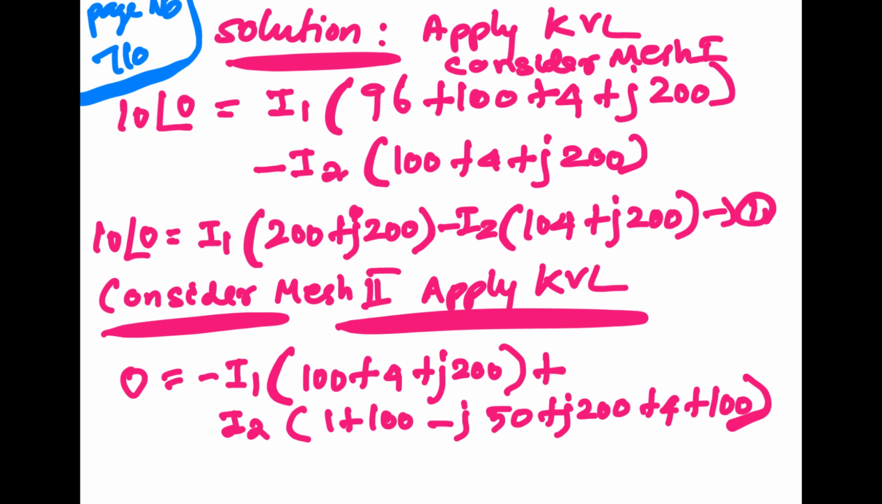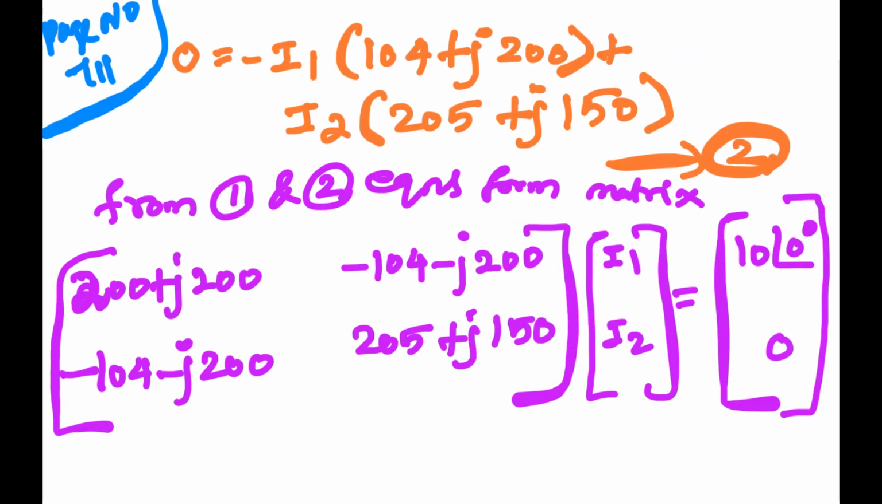Solution: apply KVL. In a closed loop, the algebraic sum of the voltages around a closed circuit is 0, and apply Ohm's law. The first mesh is considered, that is the supply 10 angle of 0. The AC supply is equal to I1 into (96 plus 100 plus 4 plus j200, that is inductance) so put j200, minus I2 current flows in 100 ohm and 4 ohm and j200, so minus I2, that is opposite direction, so put minus sign.